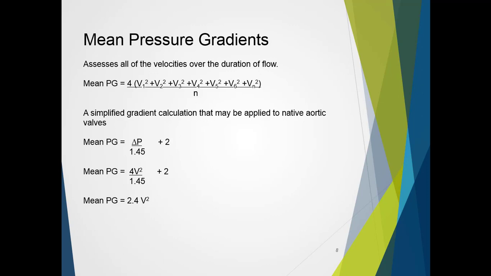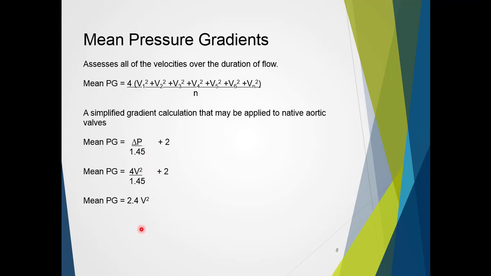The mean pressure gradient is another useful tool used in echo. This assesses all the velocities over the duration of the flow. We obtain a mean or average velocity, and this is represented here. Fortunately, the machine does this calculation for us, as all we need to actually do is a tracing around the flow profile itself. There is also a simplified gradient calculation that may be applied to a native aortic valve just by taking a maximum pressure gradient.